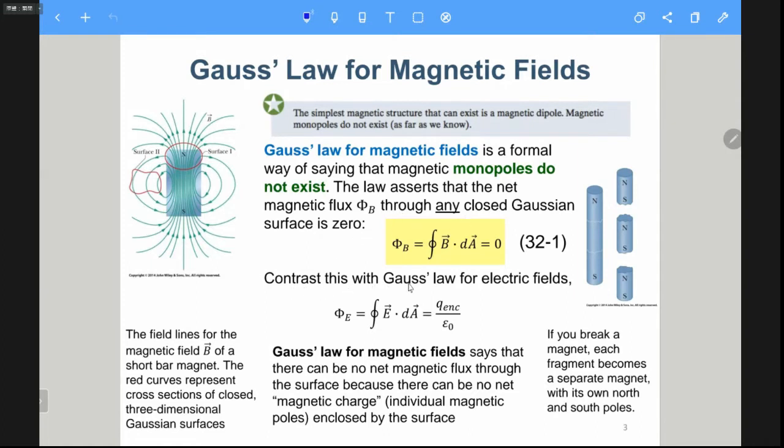Contrast this with Gauss law for electric fields. We have this flux, and then it equals Q enclosed over epsilon naught. Like this. It also mentioned that if you have a bar magnet and you try to break it into small pieces, then each piece will be a small magnetic dipole with N and S. You can never separate the north pole or south pole. So we don't have a magnetic monopole. We only have a zero on the right side. So this is nothing special.